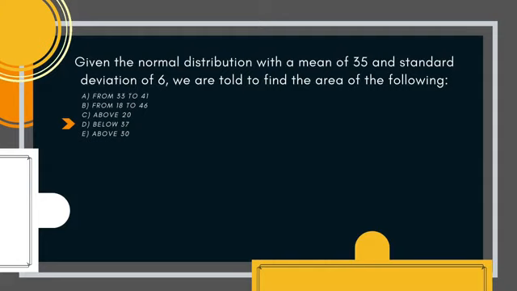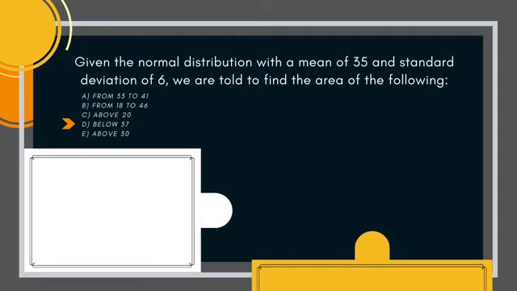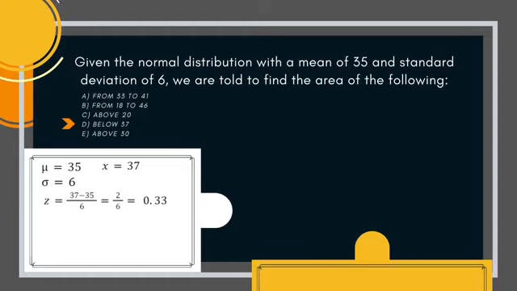Moving on to letter D, the value is 37 and we're told to find the area below it. The first step still includes using the formula and getting the z-score, and we're going to substitute the terms in the formula with our given values. We should get the equation z is equals to 37 minus 35 over 6. Further, simplify the equation and subtract the terms on the numerator, which should give us a result of 2 over 6. The decimal value of our fraction in the calculator is 0.33.